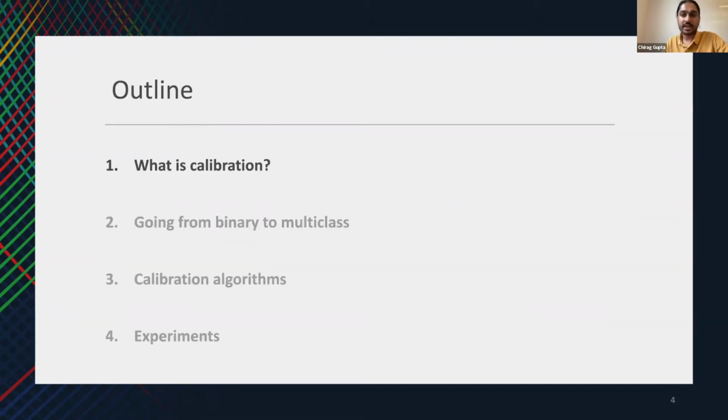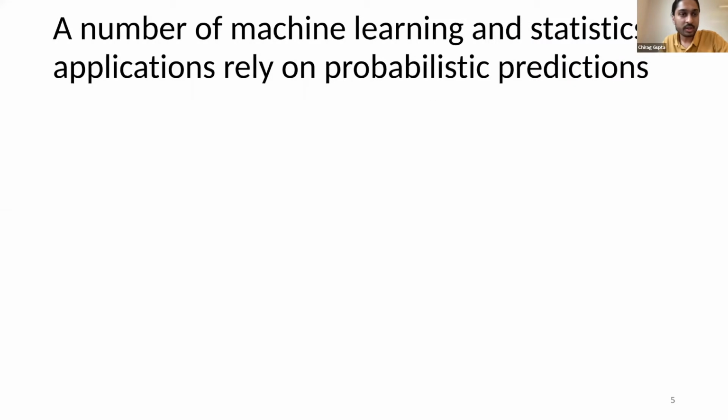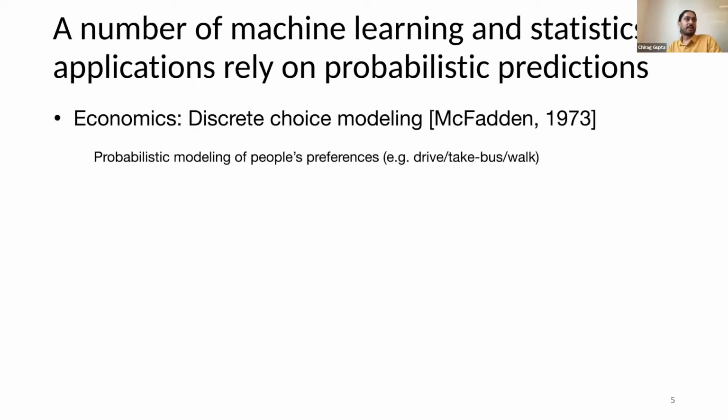Okay, so what is calibration and why do I care about it? We all know that a number of ML and statistics applications rely on probabilistic predictions. So some examples which you may not have seen before is the influential discrete choice framework by McFadden, which received the Nobel in economics. And here they're trying to basically model probabilistic choices of people among various discrete choices, like do you take the bus to come to CMU, do you drive to CMU, do you walk? If you have options of doing all three, what probabilities do you take them with?